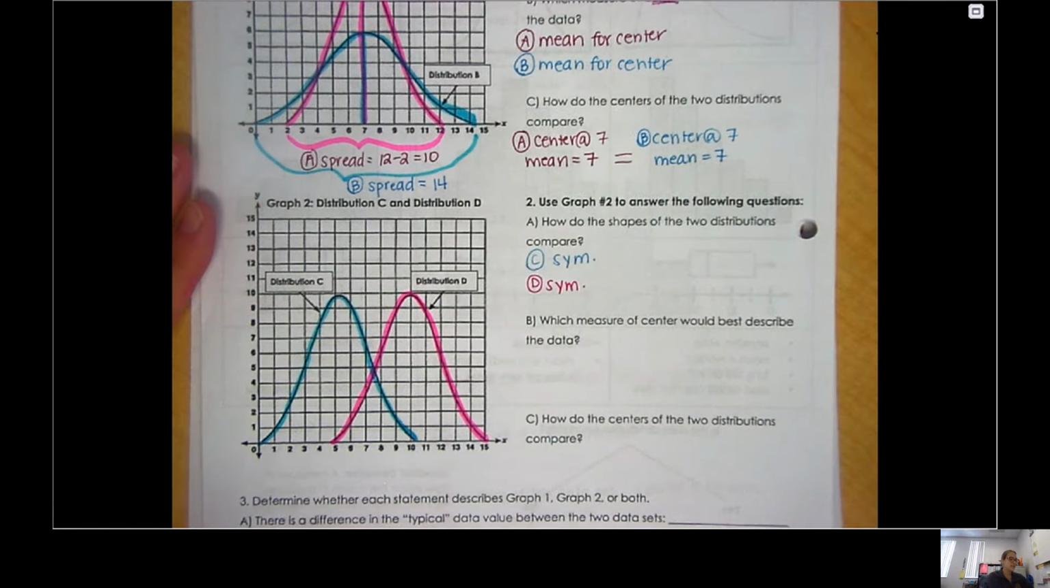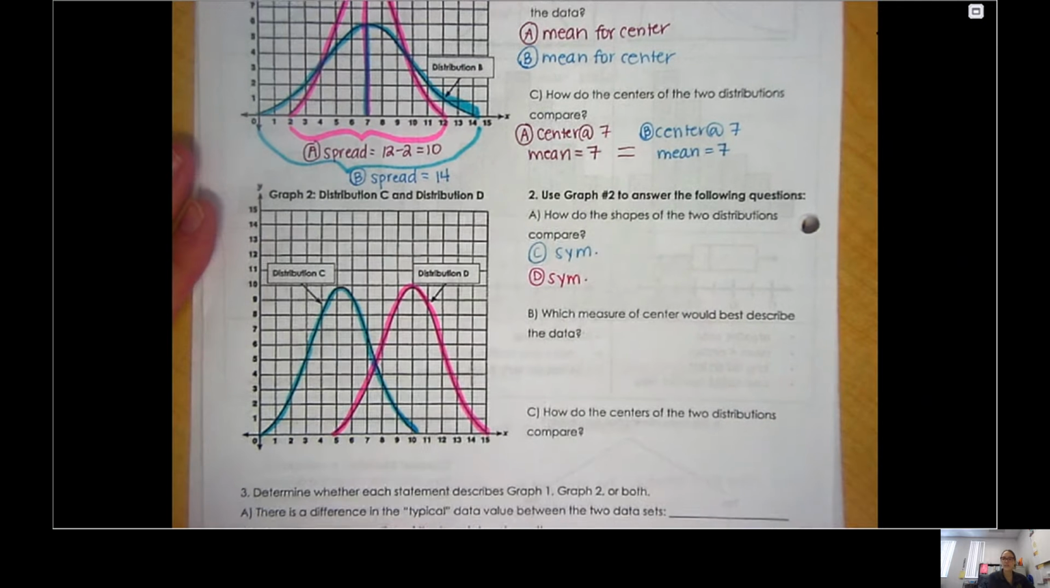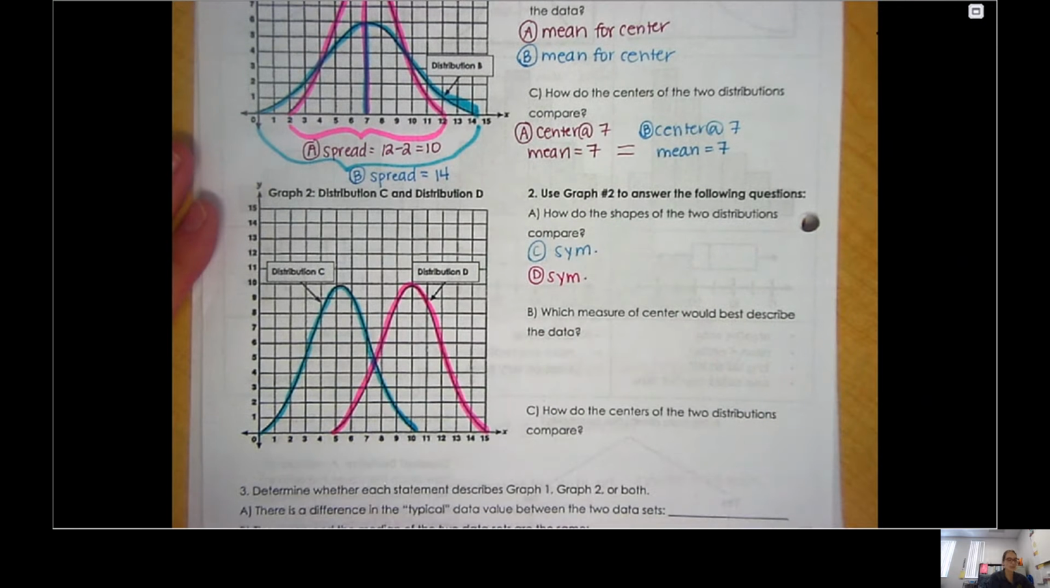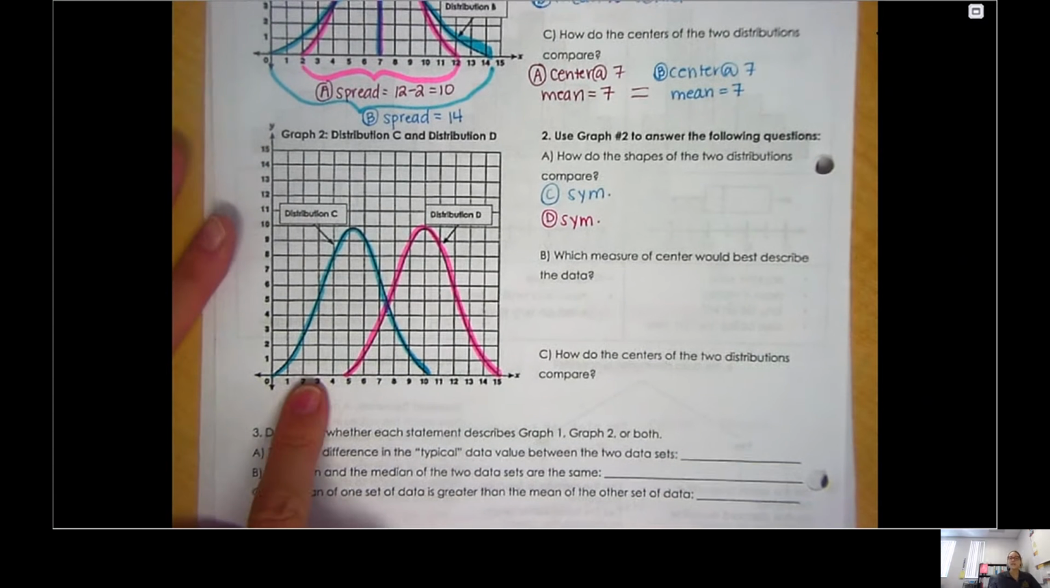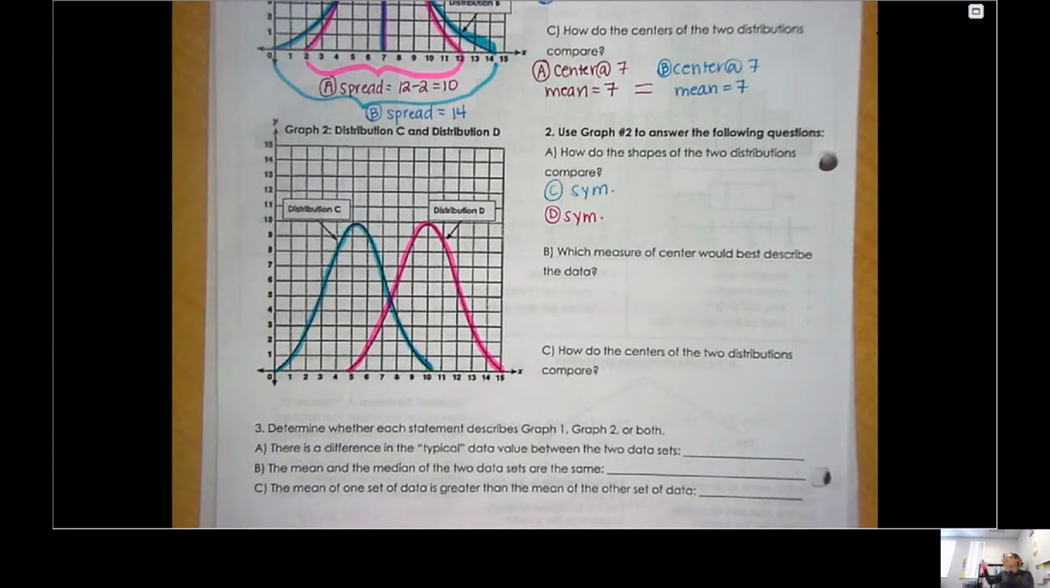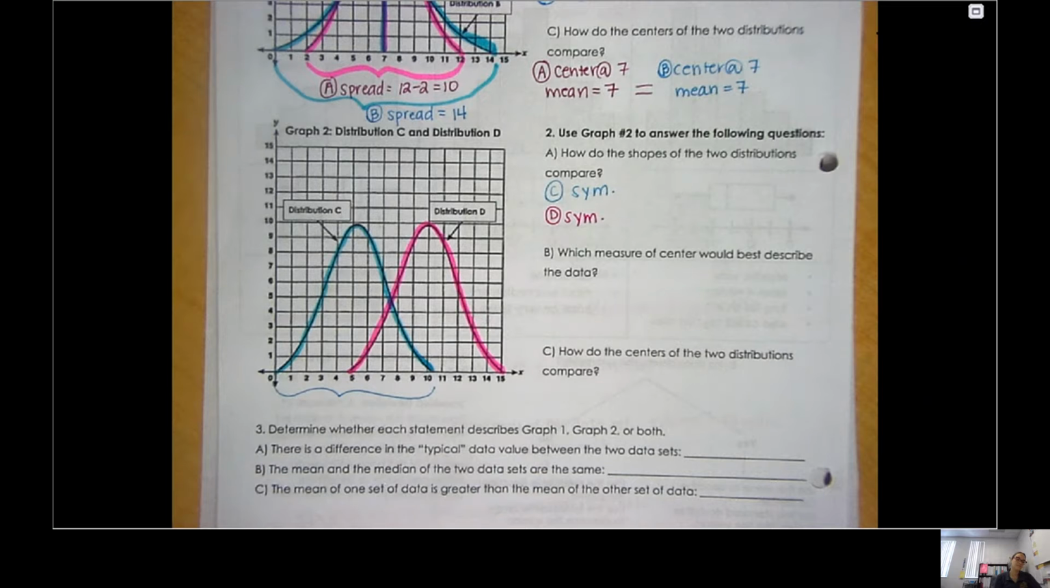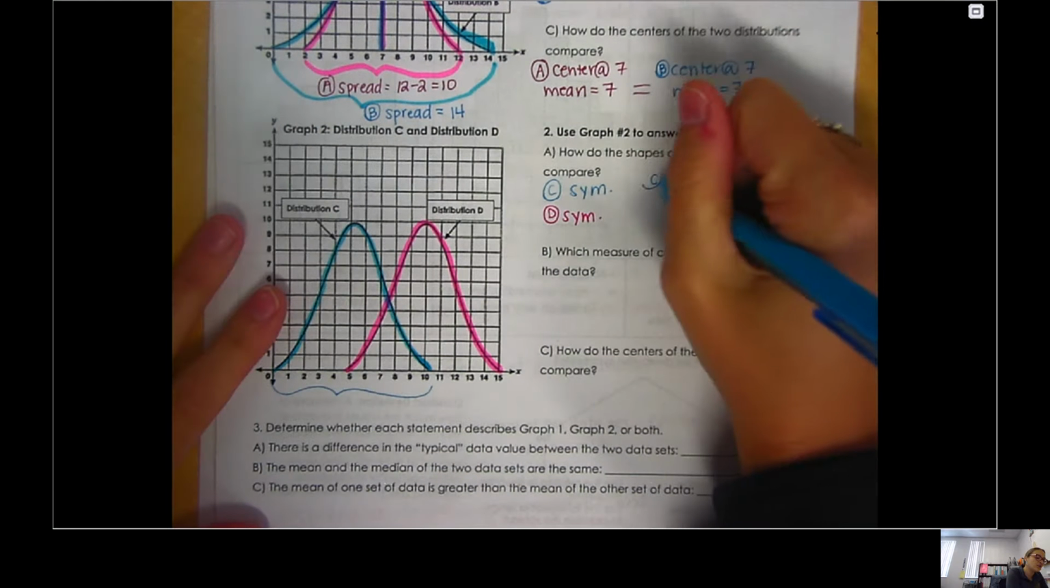Now, it talks about the shape. I don't think it actually says spread anywhere. So let's look at the spread really quickly, even though I didn't have you do it. If you look at spread C, your spread is the smallest that you have and the largest that you have. So for letter C, where does it start? Where does it end? 0 to 10. So what's your spread for distribution C? 10. Good. So for C, your spread is 10.